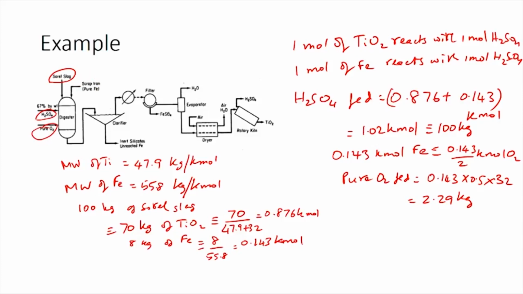Now that we have the information about the sorrel slag, H2SO4 and O2, the other component which is fed is the scrap iron. We have been told that scrap iron or pure iron is fed at a rate of 36 kilograms per kilogram of sorrel slag. So, pure iron fed would be equal to 36 times 100, giving you 3600 kilograms of pure iron being fed.